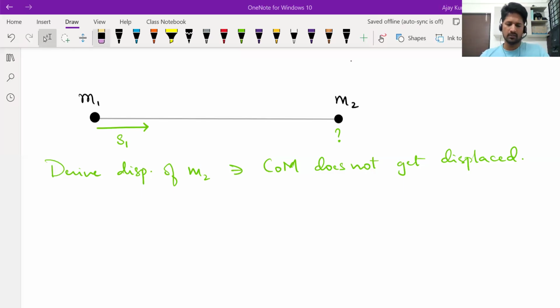Okay. Let us visualize first. Now see, if there are two masses like this, their center of mass will lie somewhere on the line connecting them, and it will be dividing the line connecting them in the ratio M2 is to M1. It has to maintain that ratio.